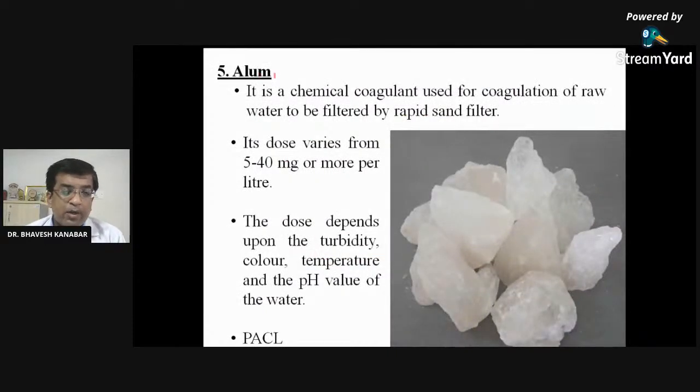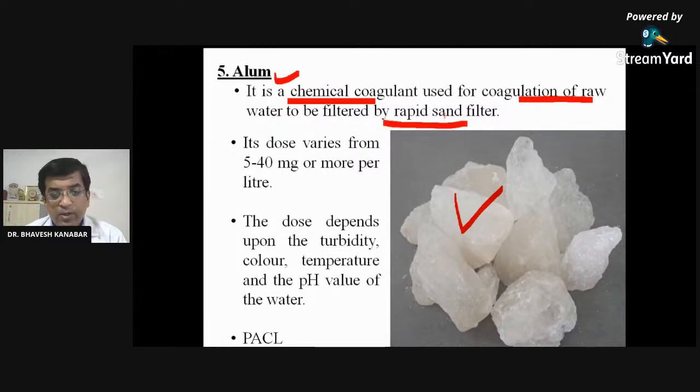Then alum. Our other model of environment is alum. We are almost at the halfway mark of this class. As you can see from this photograph, alum, which in Gujarati we call Patakadi, is one of the popular methods of disinfection of water, which has been used for many decades. It is a chemical coagulant used for coagulation of the raw water in rapid sand filters, and till now it was used in rapid sand filters.